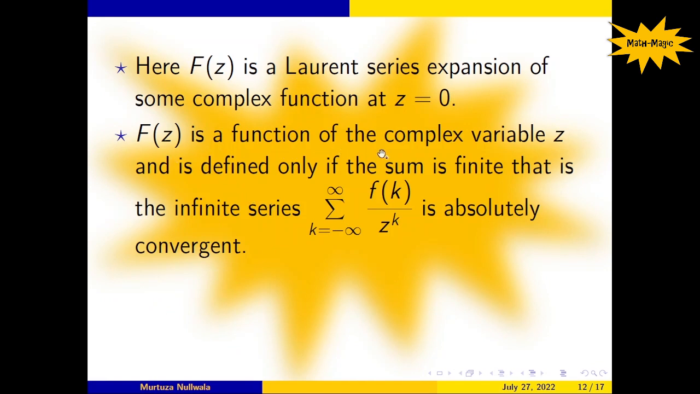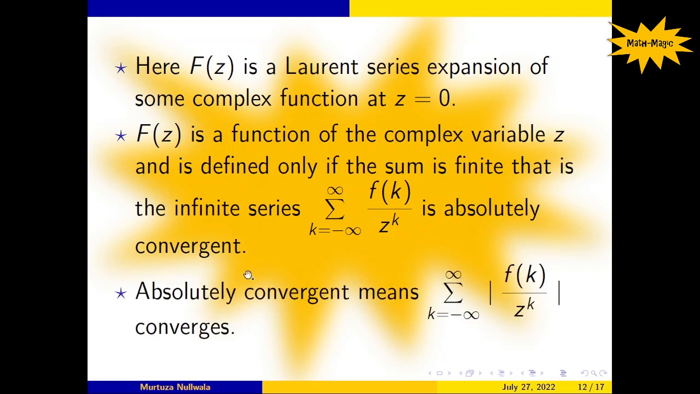So f of z is a function of the complex variable z and is defined only if the sum is finite. That is, the infinite series is absolutely convergent. So absolutely convergent means summation of k equals minus infinity to infinity, mod of f of k upon z raised to k, converges.